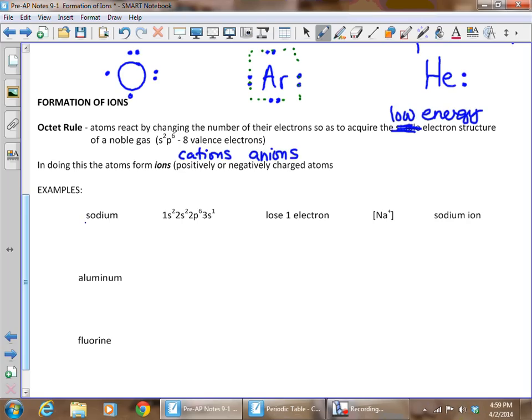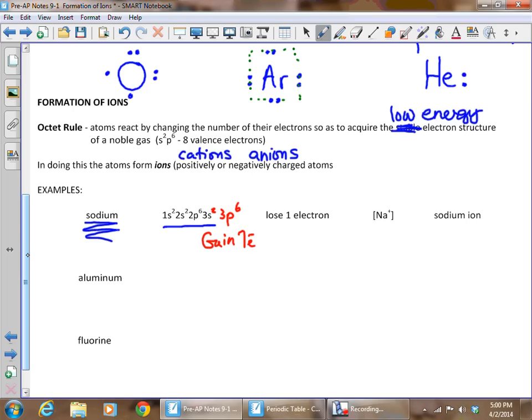So look at our first example, sodium. If we draw the electron configuration of sodium, we get 1s2, 2s2, 2p6, 3s1. Remember, the driving force is to have a full outer shell of electrons. So if we're in the 3rd energy level, then our full outside set of electrons would be 3s2, 3p6. But to get to that state from 3s1, we would need to gain 7 electrons. And that's not that easy to do.